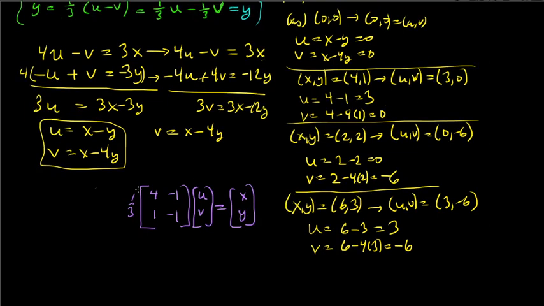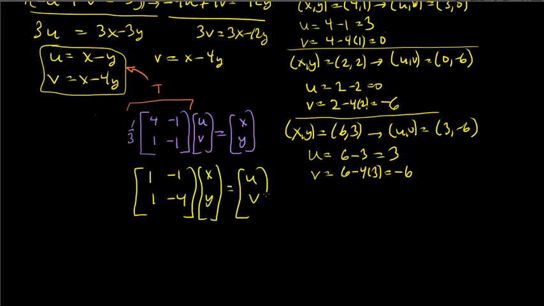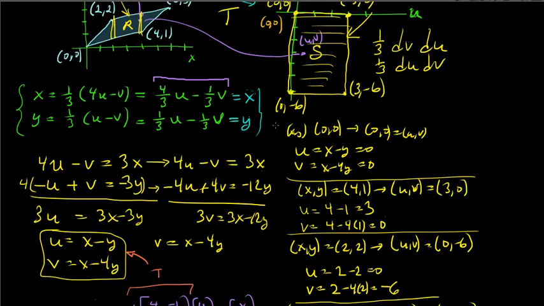Right? And so by just taking the inverse of this matrix here, if this is t, then t inverse, well, we did this the hard way. We did it just by solving the equations here. But that would give you, in terms of u and v, the matrix 1, -1, 1, -4. And if you multiply that times x and y, no fractions, you get your u and v. Okay, so in this case, this is just a linear transformation.